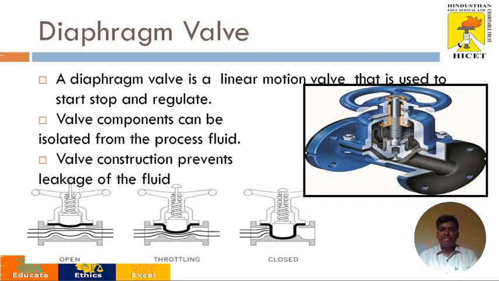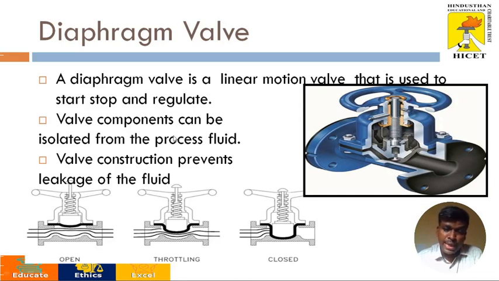And next one is diaphragm valve. See, the valve body is called diaphragm body. So this is the diaphragm area. And this is nothing but a linear valve. So what does linear mean? It moves in one direction; it's not rotary motion. It can be moved either up and down based on the application of force.